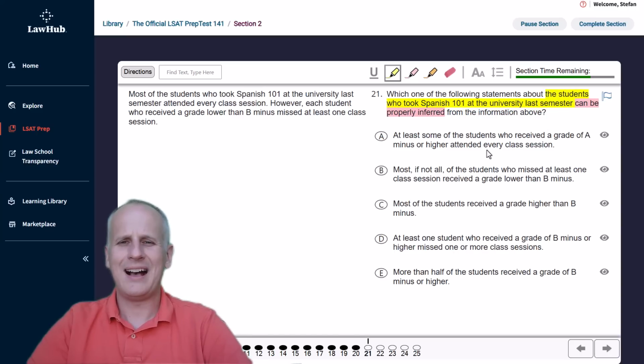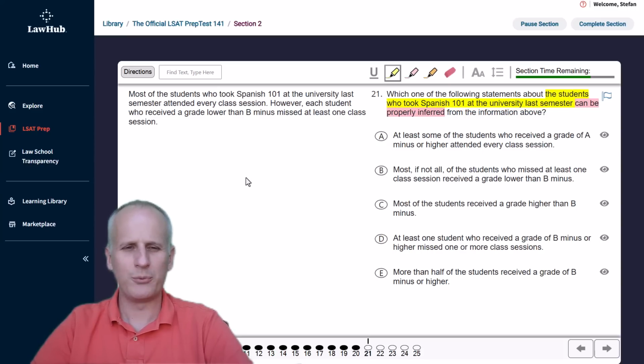Whenever we identify an inference task in the stem, we should recognize immediately that we're going to highlight the individual statements of fact in different colors so that we can track them and then cross-check the answer choices against those facts individually. And this time, whenever I see Spanish 101, I'm going to put it in yellow because that's the color I used for the population as it's referenced in the question stem.